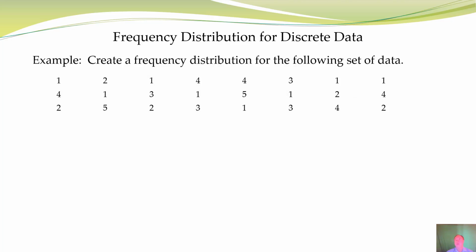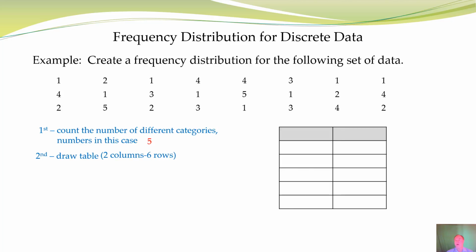Let's look at an example. If I gave you this set of data and I wanted you to create a frequency distribution, first, count the number of different categories, numbers in this case. There would be 5: 1, 2, 3, 4, 5. Draw a table, 2 columns, 6 rows. Label columns number, frequency. List categories 1, 2, 3, 4, 5.